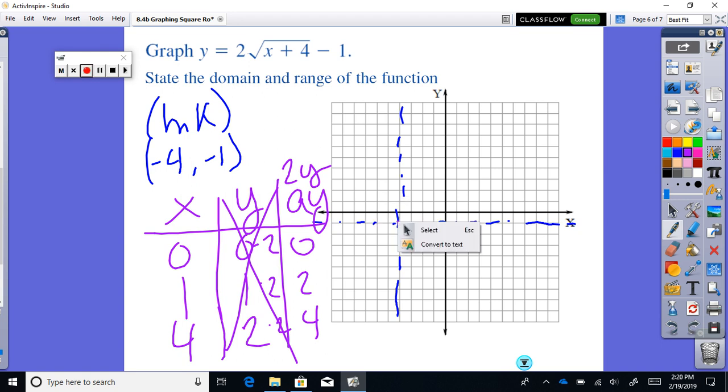It hasn't been reflected, so it's going to open up. So 0, 0 is at our shift point. To the right 1, up 2. To the right 4, up 4.